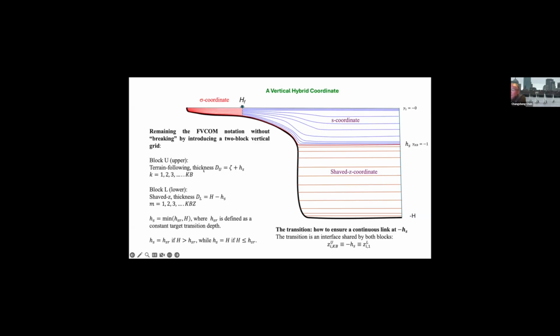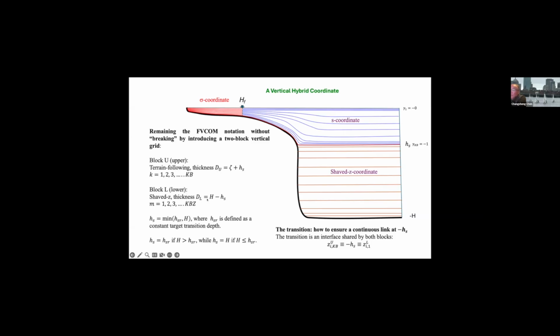We get thickness, before we get a zeta is the surface plus capital H S. That's the total depth. Now we define HS like a user defined depth you want to do. So in this one, you still can use the all FVCOM original one, but we get a block low. So low block. So we can ship the coordinate.